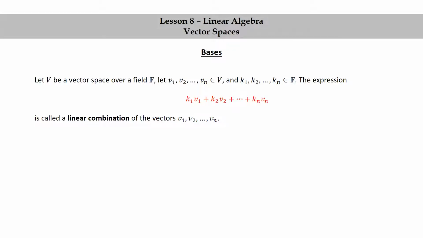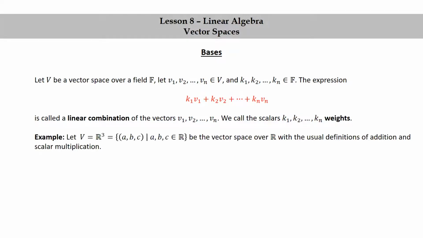Let V be a vector space over a field F. Let v1, v2 through vn be in V, and k1, k2 through kn be in F. The expression k1 v1 plus k2 v2 plus ... plus kn vn is called a linear combination of the vectors v1 through vn. We call the scalars k1 through kn weights. Let's look at an example.